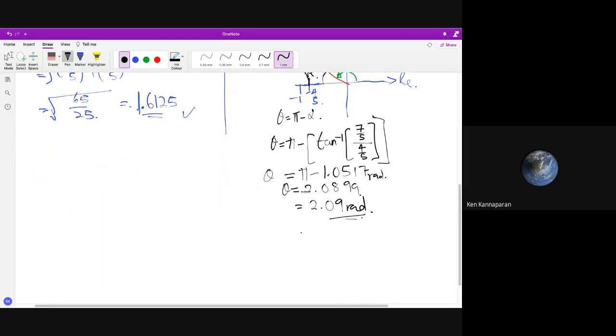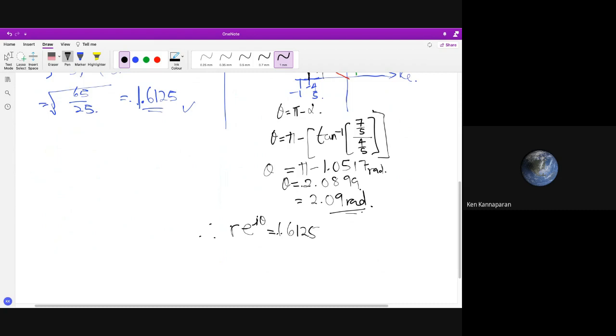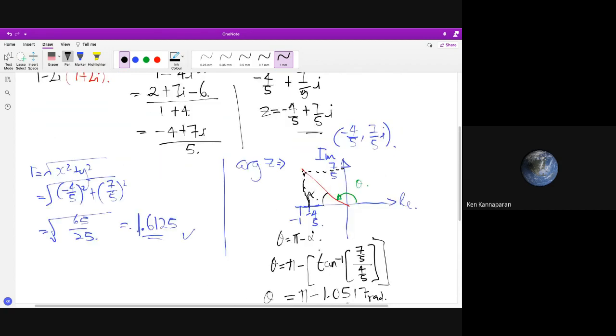So therefore, rewriting in exponential form, r e to the power of i theta, I'll just write it in terms of the r, which is 1.6125. If you want to write it in terms of surd, which is root 65 over 5, also can, nothing wrong. And e to the power of 2.09i. I guess okay with this, 5 marks for that.